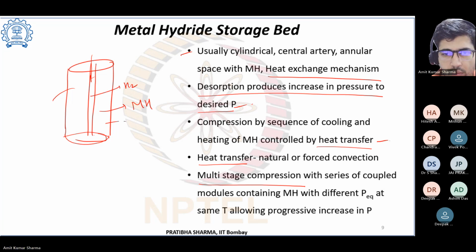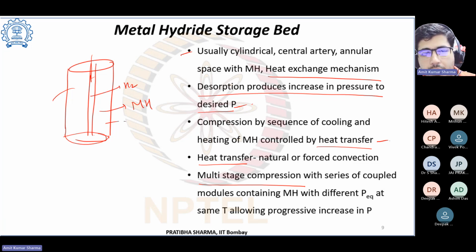because we know we need to have the involvement of heat for the forward and backward reaction. So multi-stage compression uses a series of coupled modules containing metal hydride with different pressure at the same temperature, allowing progressive increase in pressure.